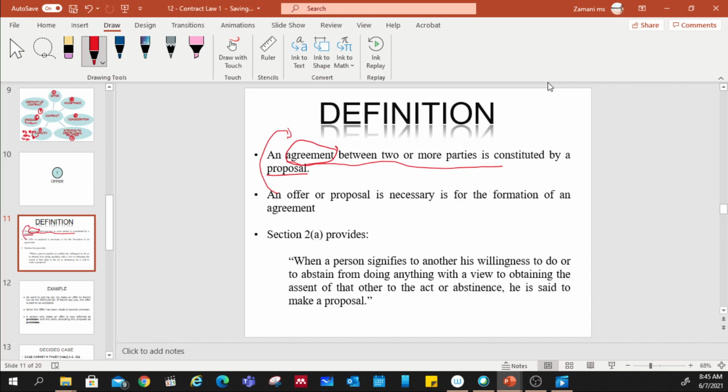For example, you want to buy something, so you go to the market. You make an offer first, and if the seller is ready to sell it to you, then you have the agreement. This is a daily life situation, like when you go shopping on Shopee or Lazada. This is about the section and the legal wording: when a person signifies to another his willingness to do or abstain from doing anything with a view to obtaining the assent of that other to the act of abstinence, he is said to make a proposal.